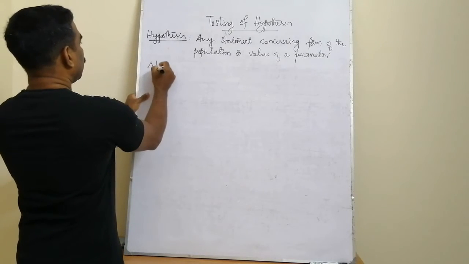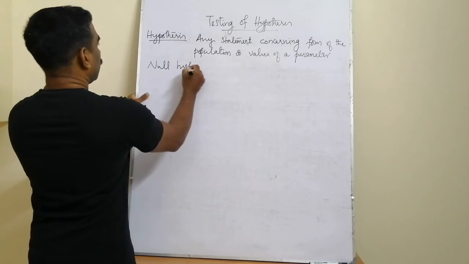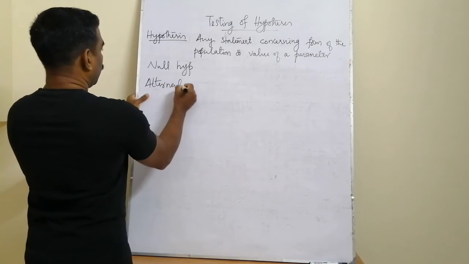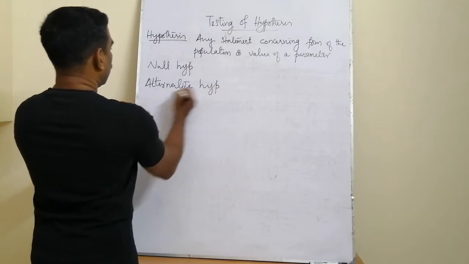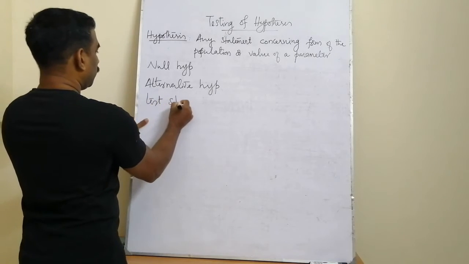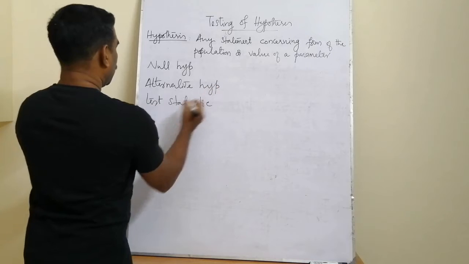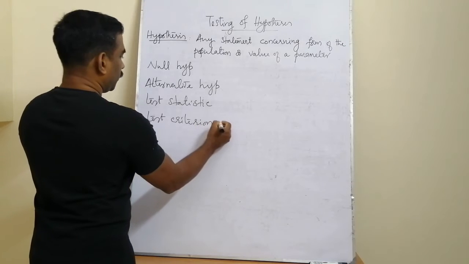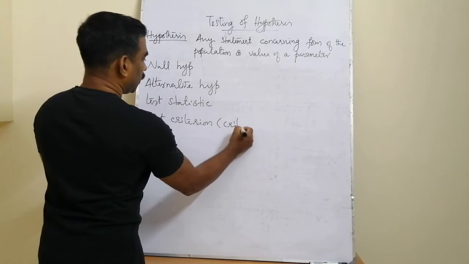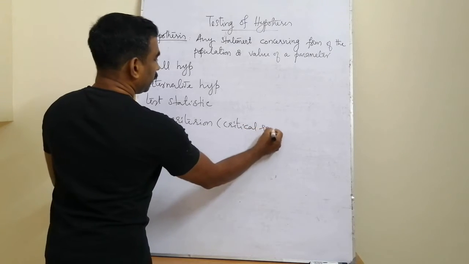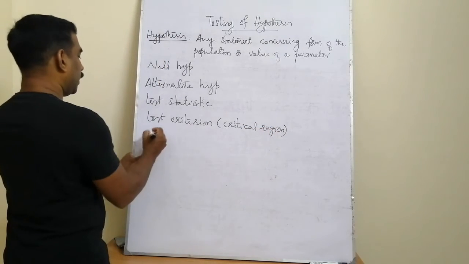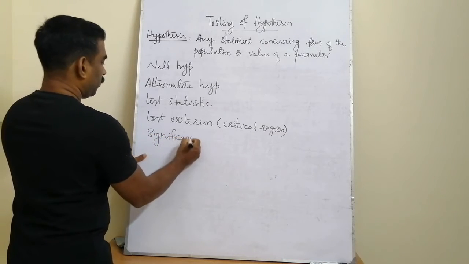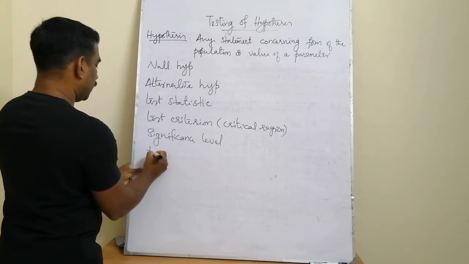Different types of hypothesis, for example, null hypothesis, alternative hypothesis, test statistic, test criterion or critical region. This is called test critical region, test criterion or critical region, and another terminology called significance level. Two types of errors.